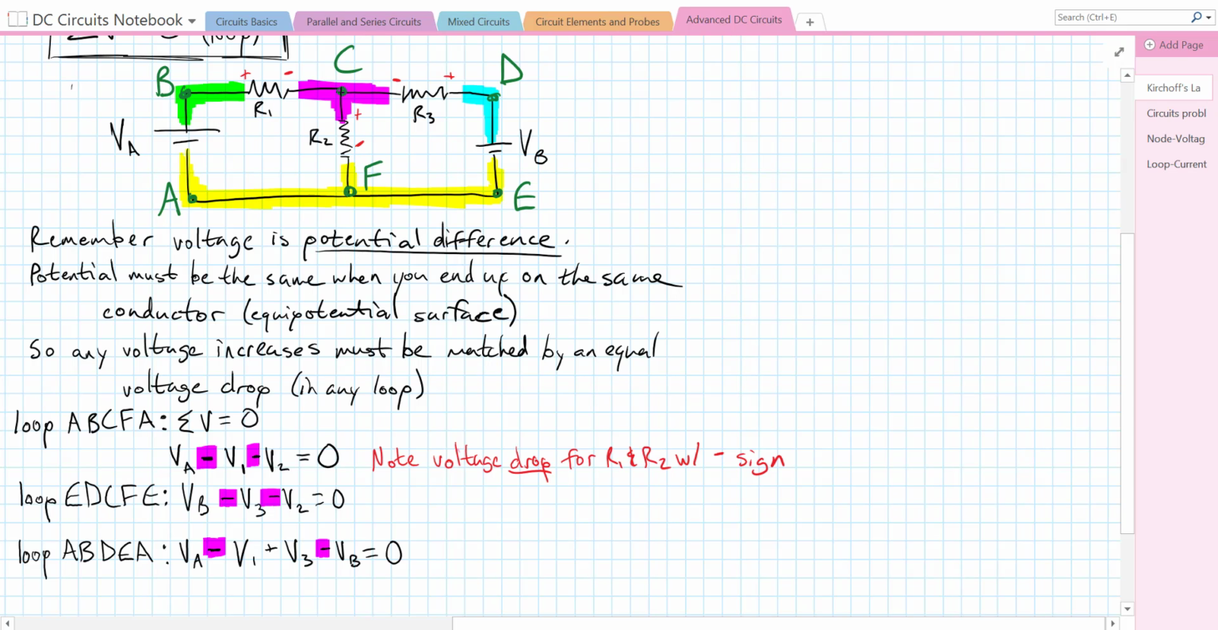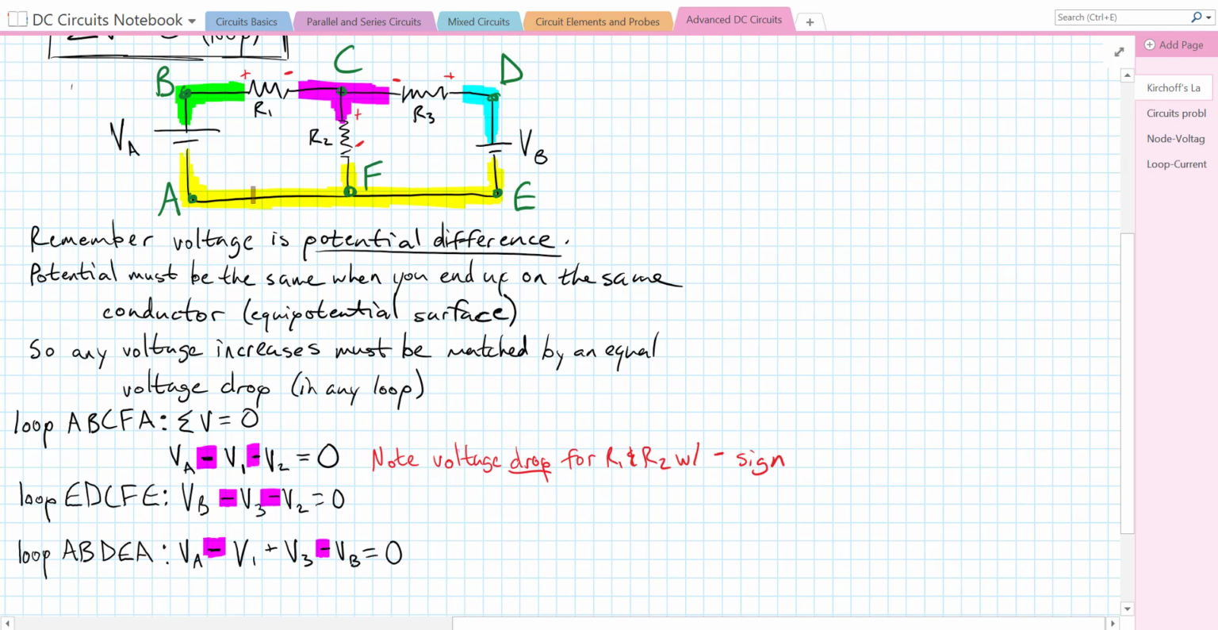So our equation for the first loop, as we go around, if we start out at A: voltage of A plus negative voltage across R1 plus negative voltage across R2 is equal to 0. These are negatives because it's going to be a voltage drop. The same thing for our other two loops. For this loop, voltage of B minus voltage across R3 minus voltage across R2 is equal to 0. As we go around, we get to 0.